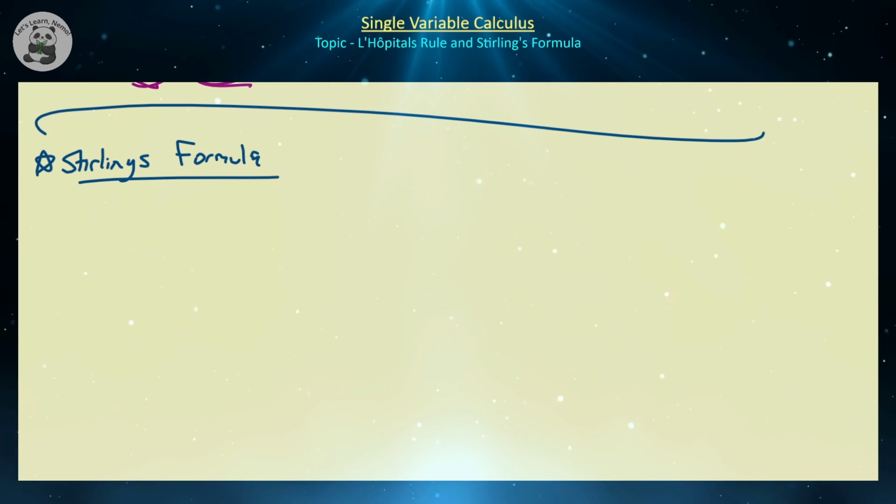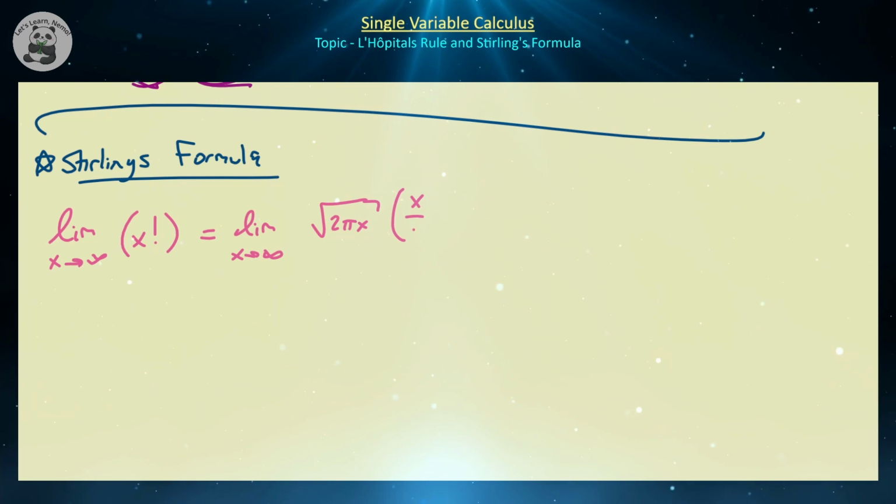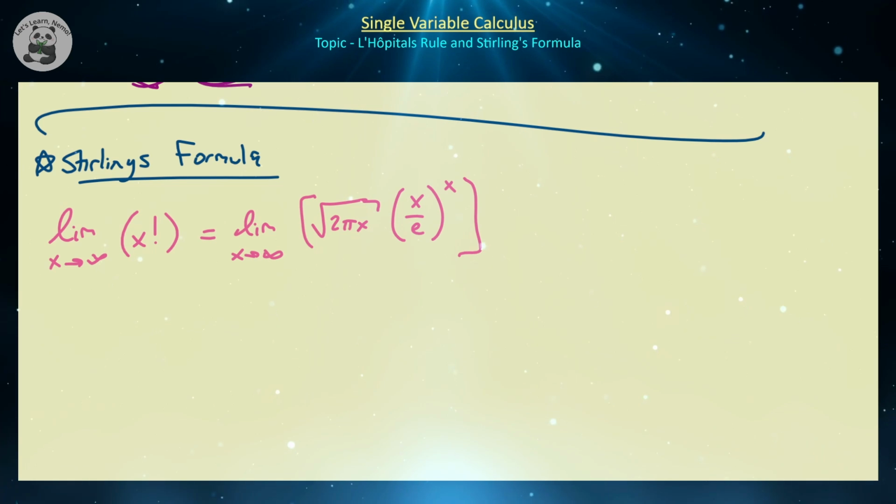And it says the following: the limit as x goes to infinity of x factorial is equal to the limit as x goes to infinity of another function. So it sort of does the same trick that L'Hôpital's Rule does. It says that two functions will have the same exact limit even though those functions are not equal to each other. And the function that x factorial gets close to is the square root of 2 pi x, all under the radical, times x divided by e, all to the power of x. So these two functions will have the same exact limit, and that is Stirling's formula.